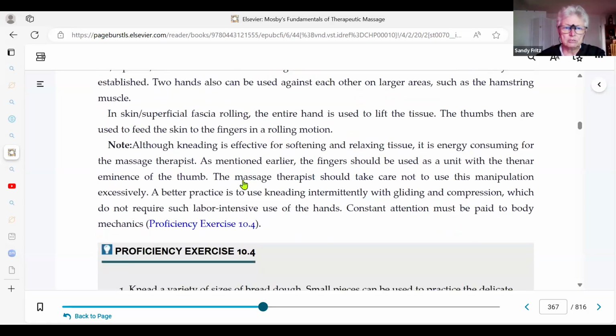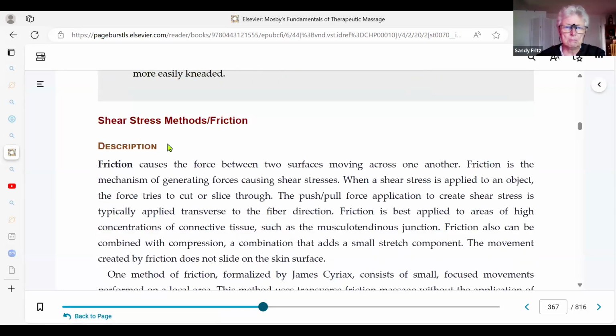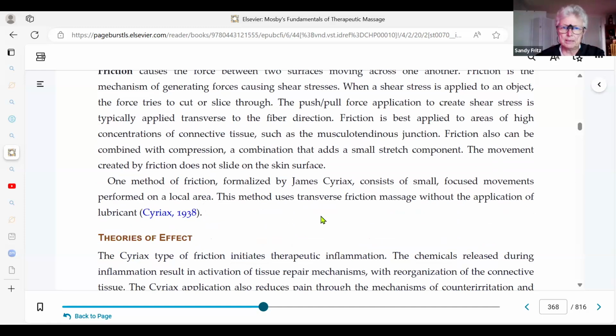But friction is usually primarily focused on addressing a tissue that is either stiff or is not sliding very well. It's also used to create a little bit of controlled inflammation in an area that might trigger a tissue regeneration process.